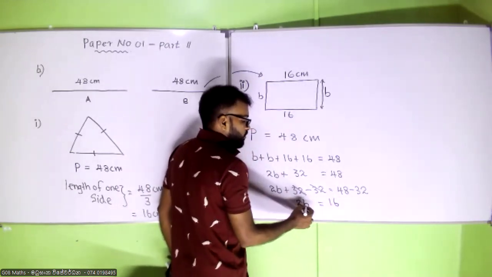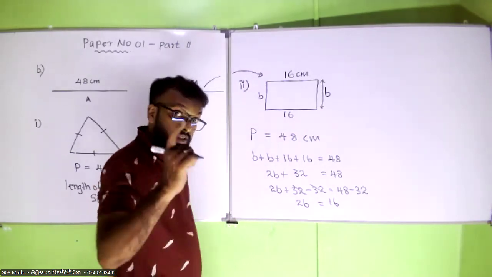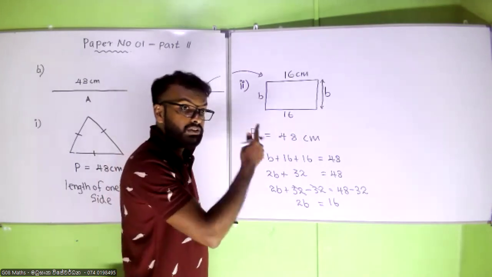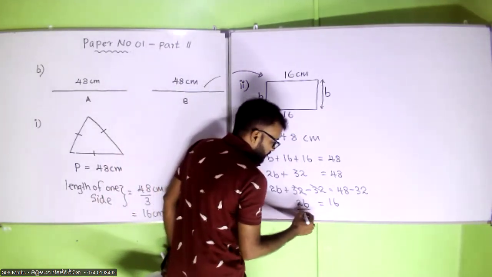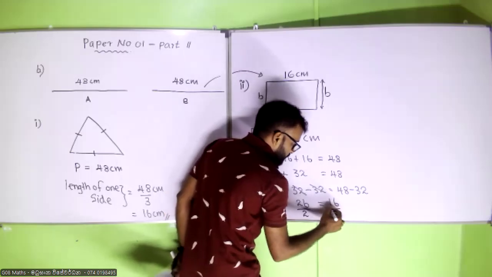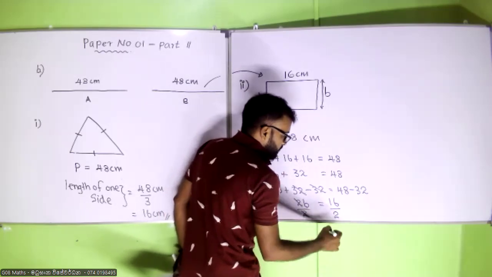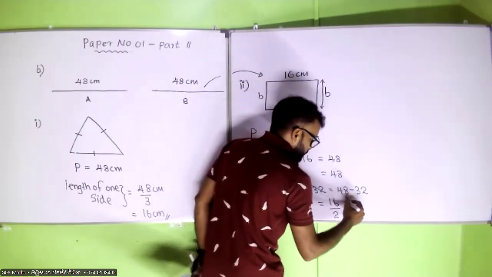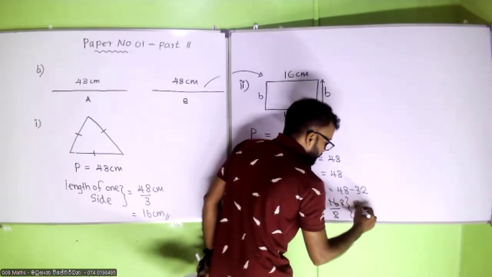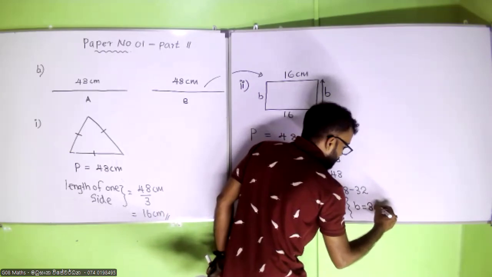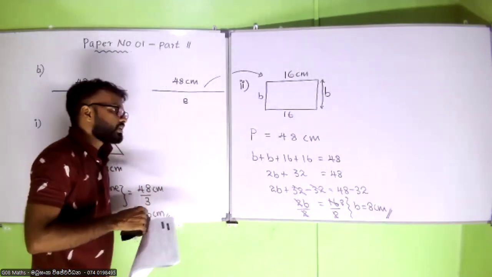If you want to find the value of b, what can you do here? Divide by 2. Single side or both? You are going to divide both sides by 2. 2b divided by 2 is b, and 16 divided by 2 is 8. So b is equal to 8 centimeters. So the breadth is 8 centimeters.